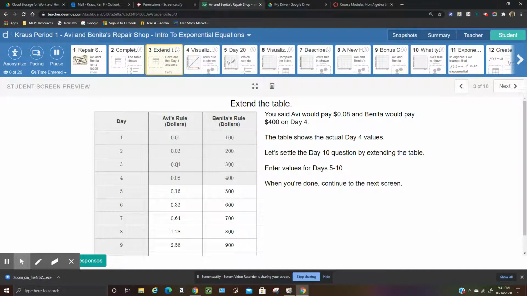All right, so if I fill in the rest of the table, just doubling for Avi's rule, and then just adding 100. So adding in the next 5 days, it would look like this.